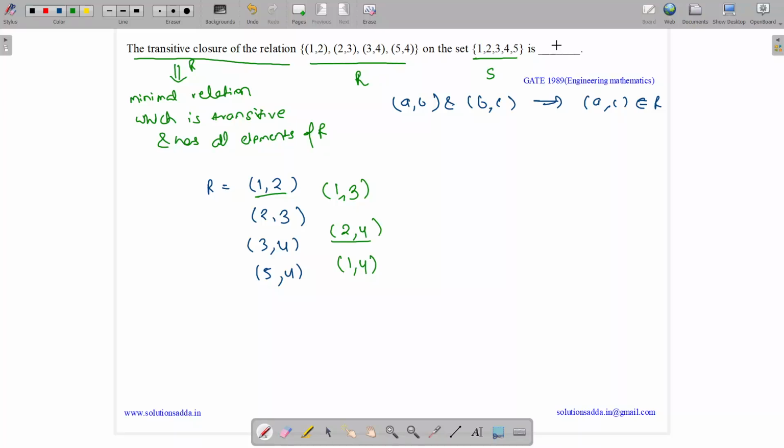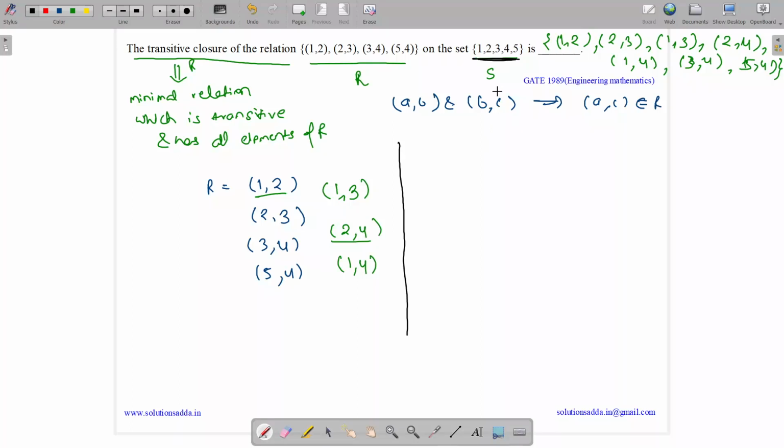So the answer is, the relation is 1, 2, 2, 3, 1, 3, 2, 4, 1, 4, 3, 4, and 5, 4. We can also do it by another shortcut method. It will take less time. So what we need to do, we can do it by graphs. We just need to draw the vertices which equal all the elements of the set: 1, 2, 3, 4 as well as 5.